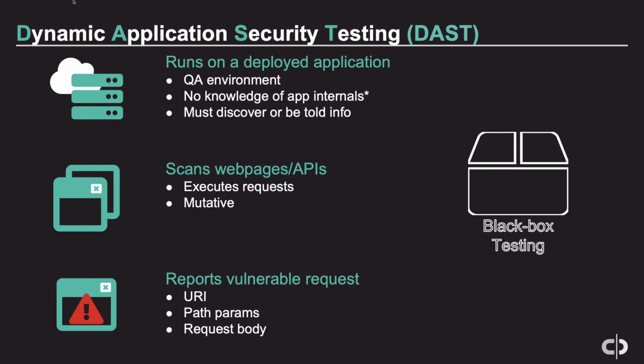In order to find vulnerabilities, these requests can also often be mutative and malicious. For example, in order to find a SQL injection vulnerability, a payload with the injection must be sent and the response must indicate that it was successful. And once a vulnerability is confirmed, the result can be reported with the request information, such as the URI it was sent to, any path parameters sent, the request body, and so on.